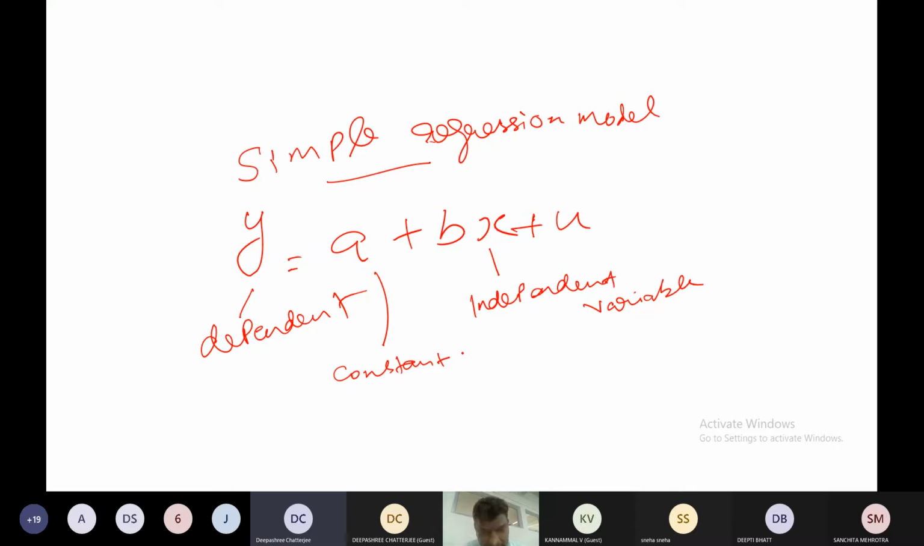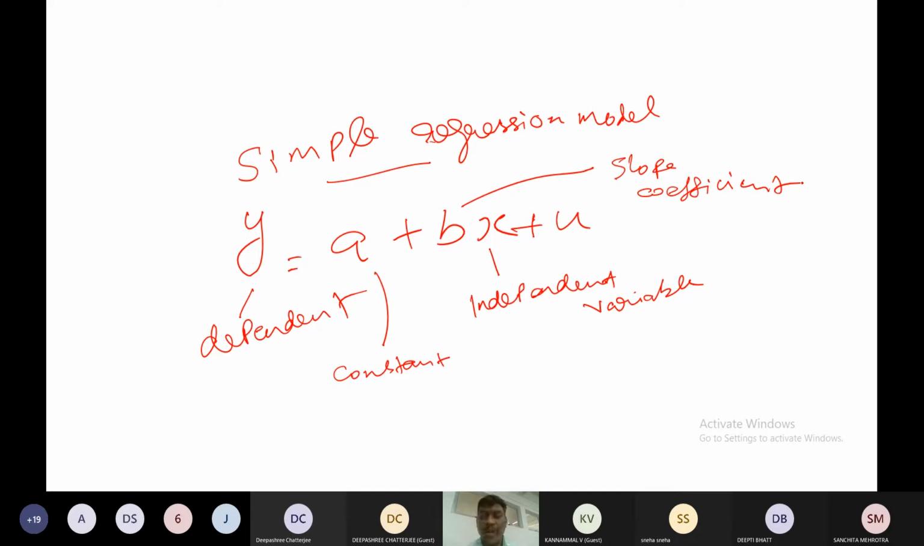Please try to understand. A is a constant, or the intercept. Coming to B, B is the slope coefficient in connection with the X variable. Please try to understand, this is very important. A is the constant, and B is the slope coefficient in connection with X.